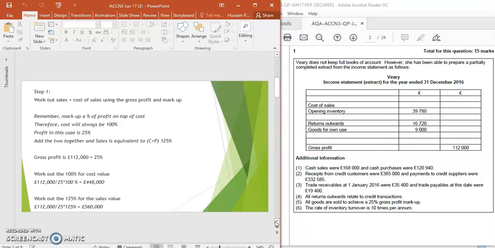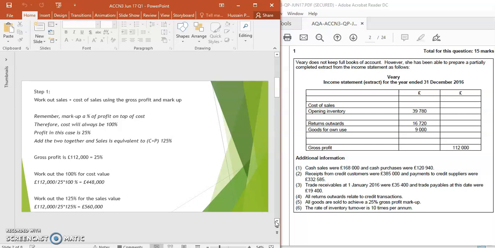If you have gross profit and you know the percentage of profit the business is making, you can then work out cost of sales and sales from this. So the first step would be to work out the sales figure and the cost of sales figure, and you can do that from gross profit. Obviously, you need to understand how gross profit markup works.